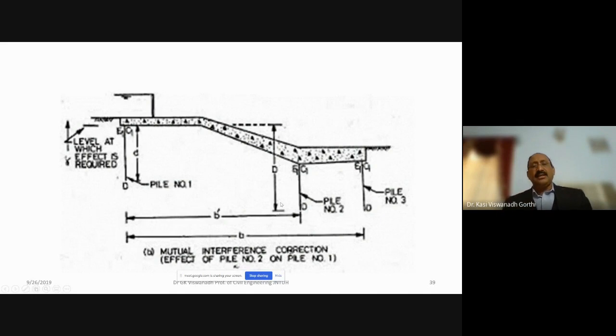So this is how, if the piles are pile number 1, pile number 2, pile number 3. Why we say 1, 2, 3, it is easy to make a mention in our calculations. So mutual interference for the correction of effect of pile number 2 on pile 1, pile 2 on pile 1. Similarly, effect of pile 2 on pile 3 also you need to calculate.